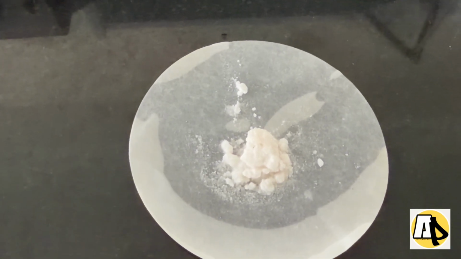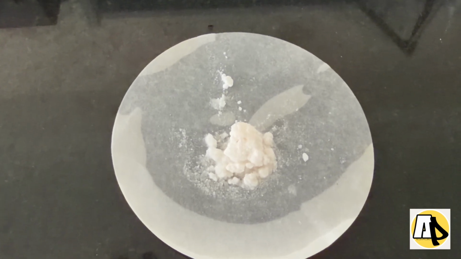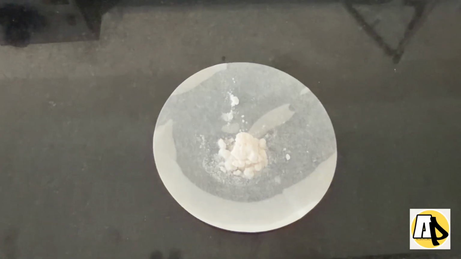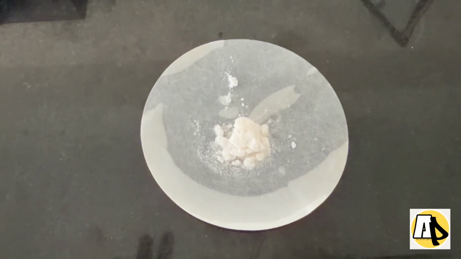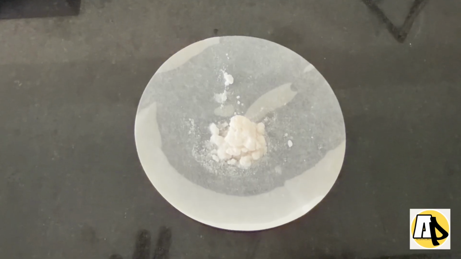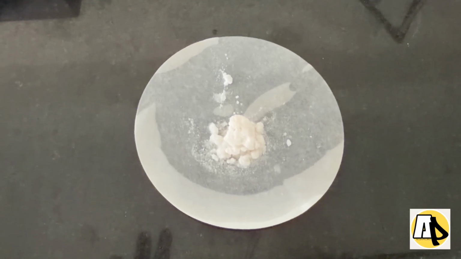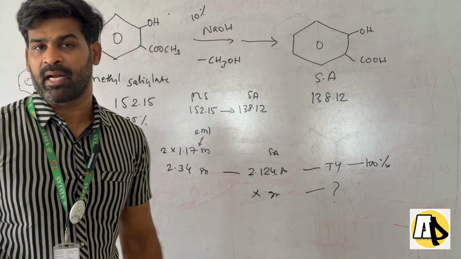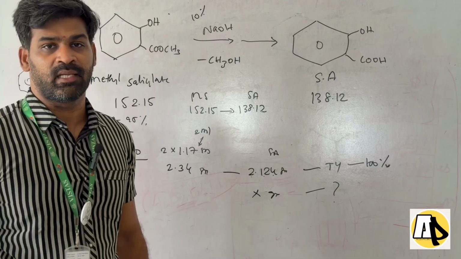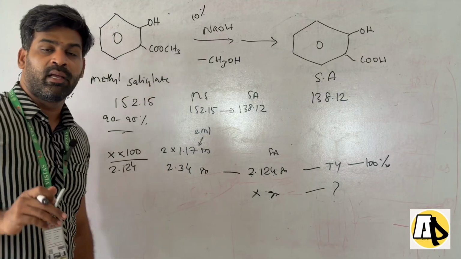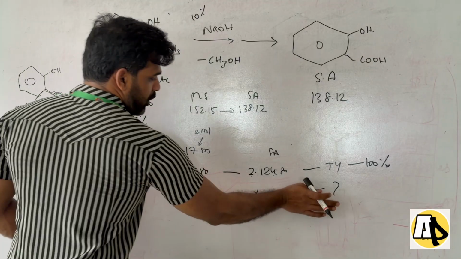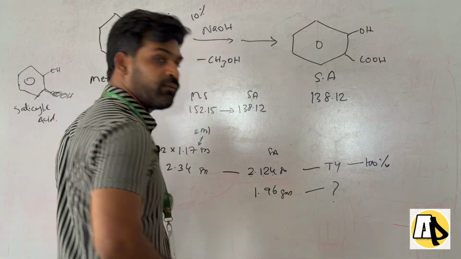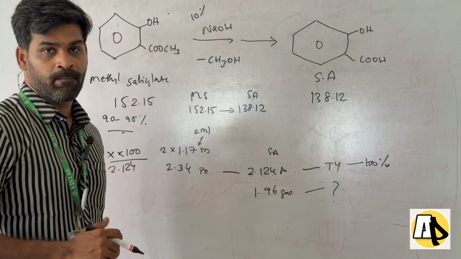In order to recrystallize this salicylic acid, we have to use a minimum quantity of hot water, and after that cooling enables the formation of rod or needle like crystals of salicylic acid. So we have completed the practical synthesis of salicylic acid from methyl salicylate. After weighing the dry powder, I got 1.96 grams of salicylic acid crystals.